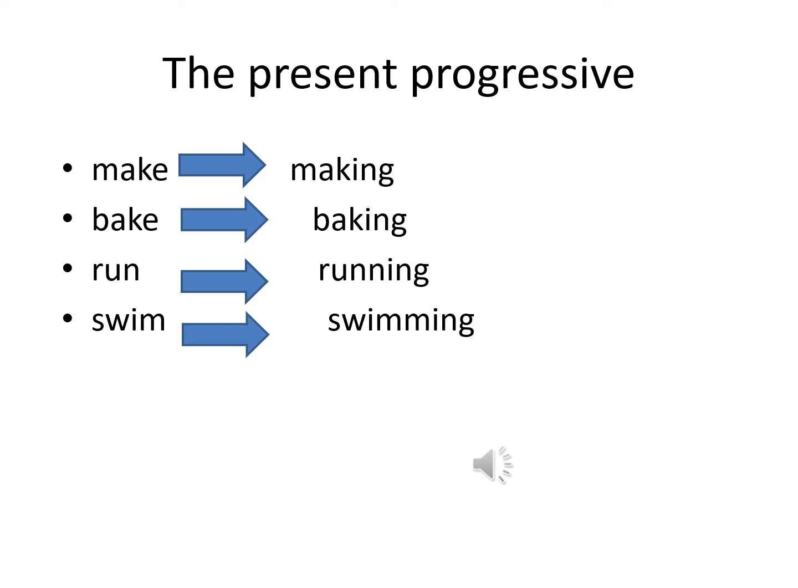And also verbs that end in a vowel plus consonant, we double the consonant before adding ing. For example, the verb run. It will be running. As you notice here, we double the N before adding ing. Also in the verb swim, it will be swimming. This verb ends in a vowel plus consonant. We double the consonant before adding ing.